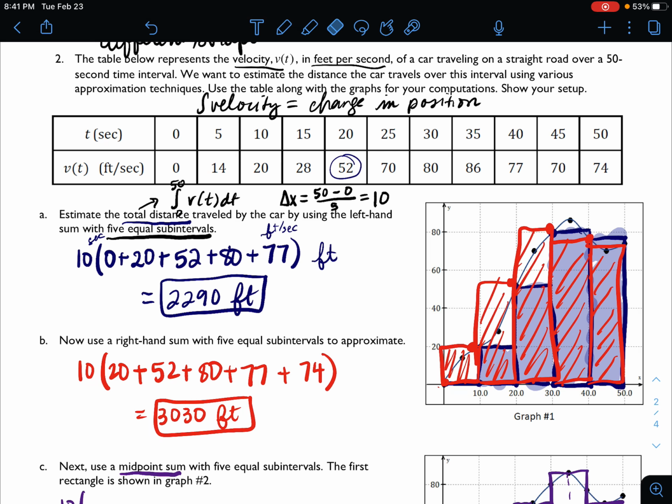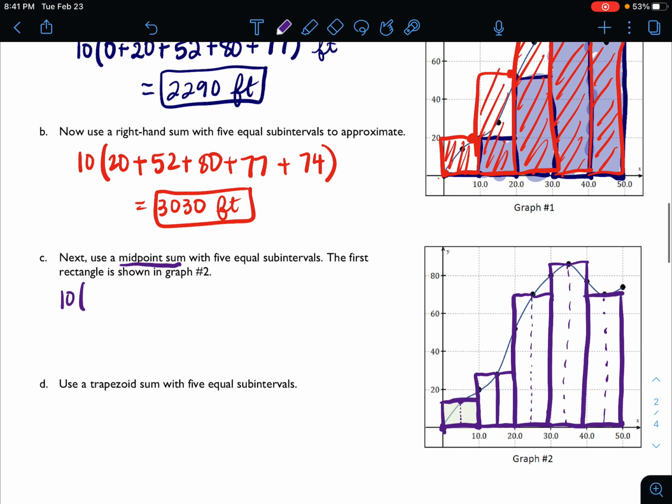So for our midpoint, we're going to go from 0 to 10. Oops, I'm still on my eraser. 0 to 10, but my height is going to be 14, the number in the middle there. 10 to 20, my height will be 28, the middle there. So I've got 10 times 14 plus 28. The middle here is at 70.